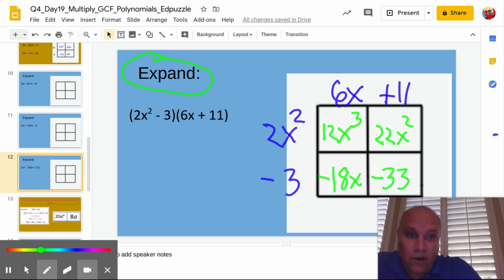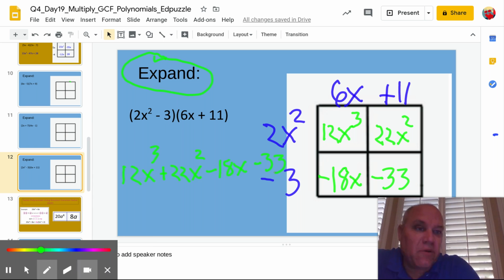So I'd like you to write this out now as a polynomial in standard form. Did you notice in this one there were no like terms? So our answer is 12x to the third plus 22x squared minus 18x minus 33. So that's just a polynomial with 4 different terms.